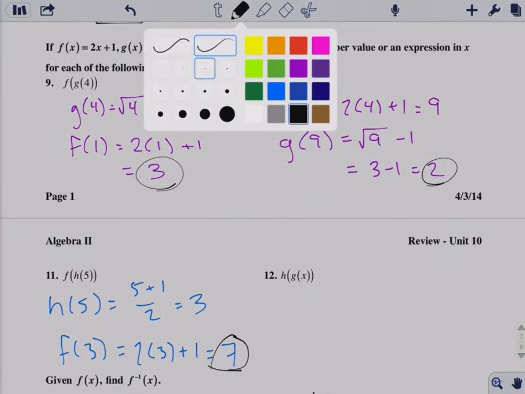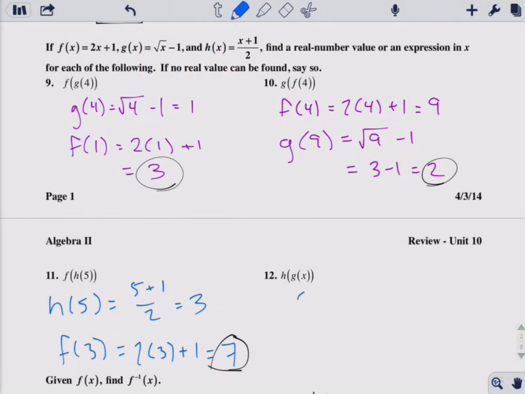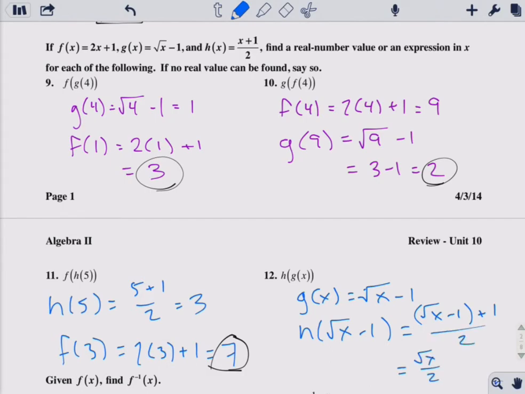Alright, and then next one I'll do h of g of x. Remember, g of x is equal to the square root of x minus 1. Then h of the square root of x minus 1 equals the square root of x minus 1 on top, plus 1, over 2. Well, that's equal to the square root of x over 2. Okay, so that's 1 through 12 on the first set on the review for Unit 10.